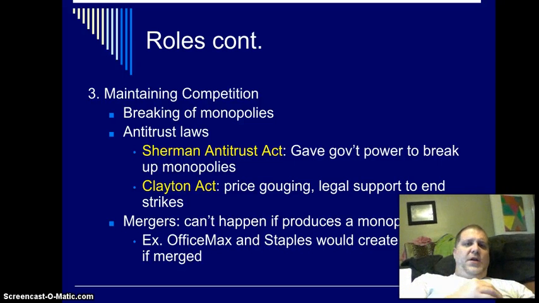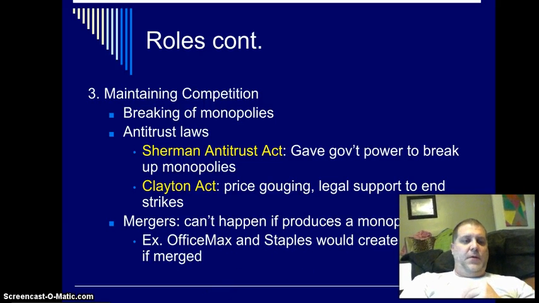The number 3 role of government is that they're going to maintain competition. They do not want monopolies unless you're playing a board game, which is a different story. You do have antitrust laws, and these are laws that try to ensure that we don't have a lot of monopolies. The Sherman Antitrust Act gave government power to break up monopolies, and the Clayton Act is in there to help out with price gouging and legal support to end strikes.